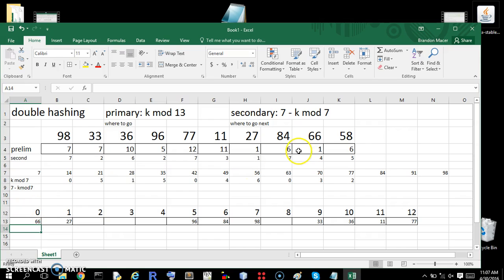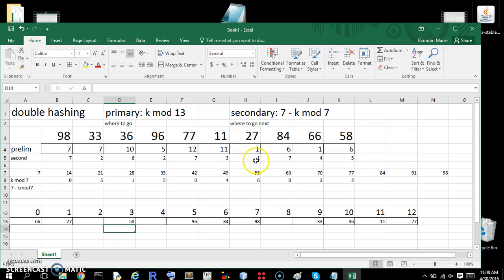And then one more. 58 goes to 6. 6 is taken. So we have to determine the secondary, 5. We're going to go 5 at a time. 1, 2, 3, 4, 5. Nope, 11's taken. 1, 2, 3, 4, 5. 3 is good, so 58 goes to 3.